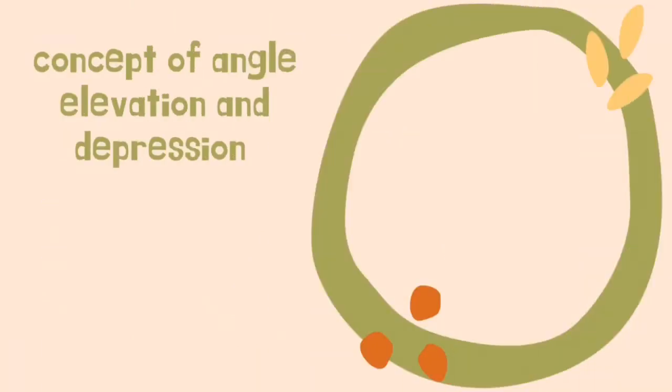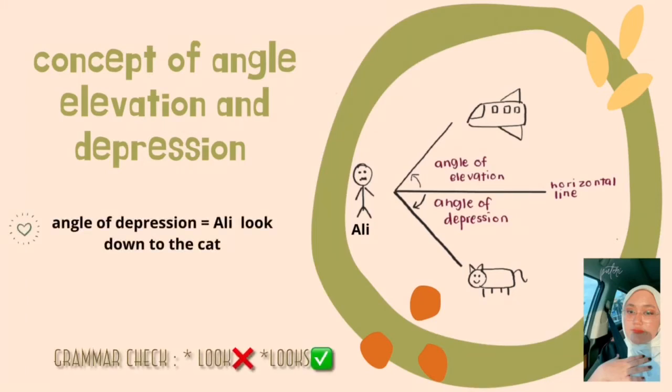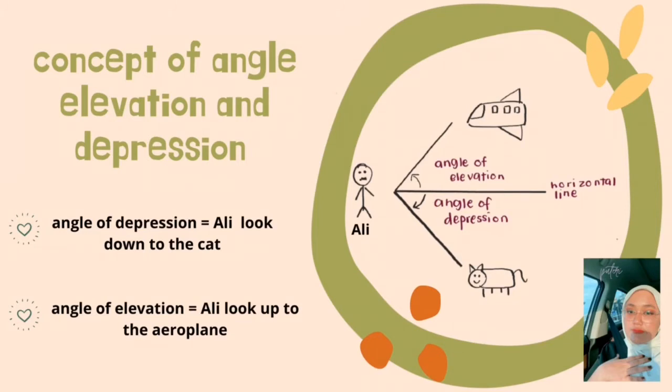Next is an example for the concept of angle of elevation and depression. In this picture, it's showing that Ali looked up to the aeroplane, then Ali looked down to the cat. From the picture, we already know that angle of depression is Ali looking down to the cat. Meanwhile, angle of elevation is Ali looking up to the aeroplane.